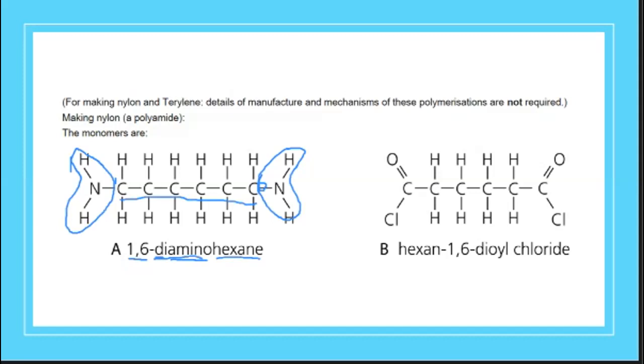So it's 1,6 diamino hexane. On the next side we have hexan 1,6 diol chloride. Why it's so? Because this is our first carbon and this is our sixth carbon. We have six carbons present, hence it's hexan 1,6 because on the first and the sixth carbon I have C double bond OCl, hence it's a diol chloride. I have two of them, two making it di. So I have diol chloride, hexan 1,6 diol chloride. Those are the two monomer units that are present.